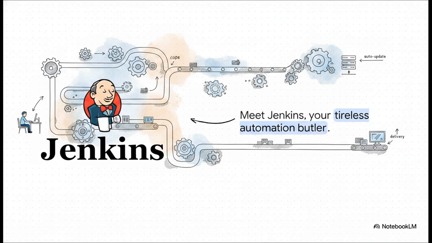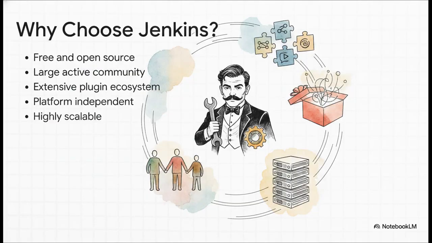Jenkins is an open-source automation tool designed to do all that heavy lifting for you. Honestly, I want you to think of Jenkins as your tireless 24/7 automated butler. While you're asleep, this butler is wide awake, just waiting for developers to write code. And the second they do, Jenkins springs into action to automatically build, test, and serve up your software. The whole goal here is end-to-end automation. So why is Jenkins the industry standard?